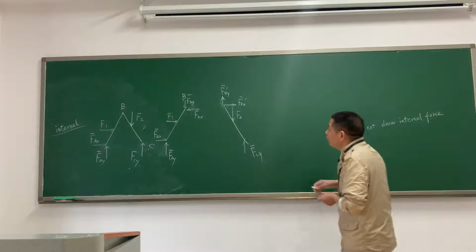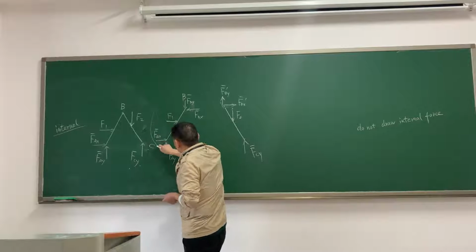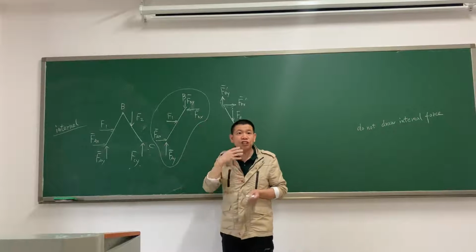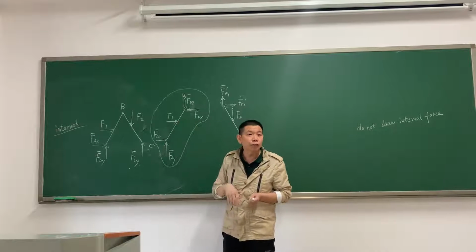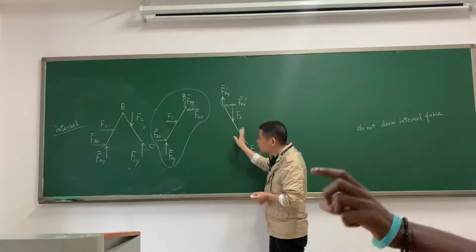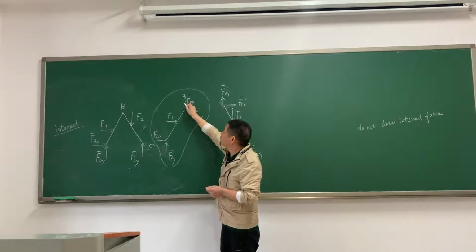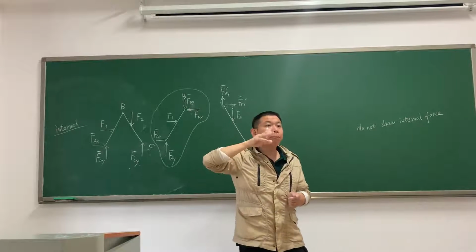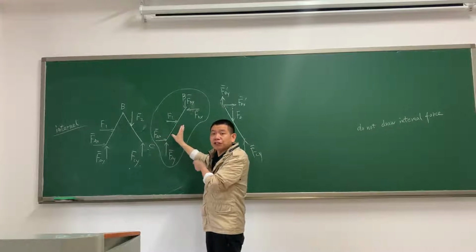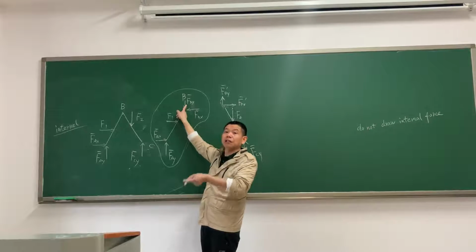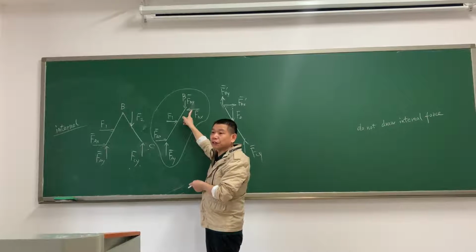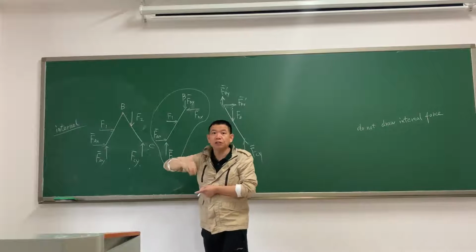For example, when we draw the free-body diagram of AB, we just consider AB. Yes or no? We just consider AB. We don't consider BC. The force is exerted by BC, but because we don't consider BC, it's an external force. So we just draw external force.